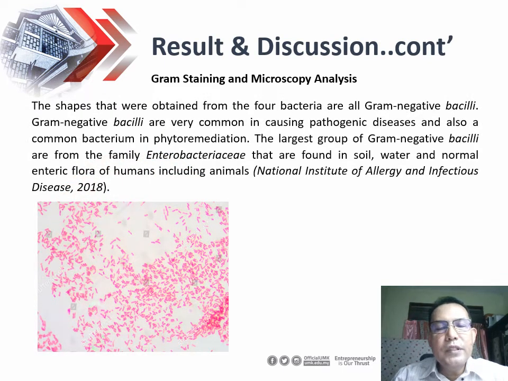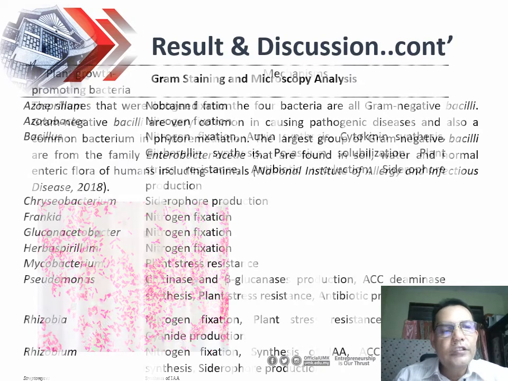Next, Gram staining and microscopy analysis. The shapes obtained from the four bacteria are all gram-negative bacilli. Gram-negative bacilli are very common in causing pathogenic disease. The largest group of gram-negative bacilli are from the family Enterobacteriaceae, which are found in soil, water, and the normal enteric flora of humans, including animals.